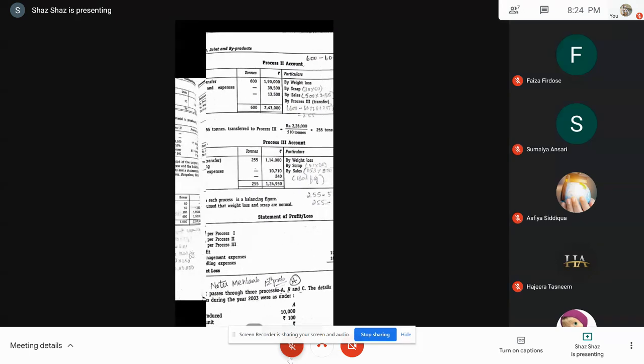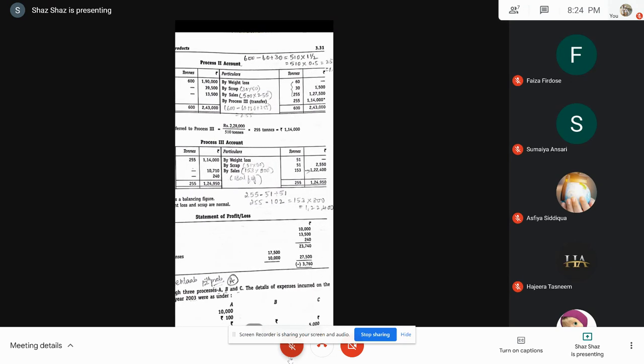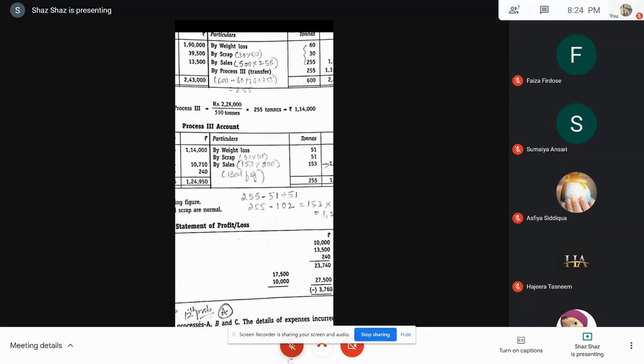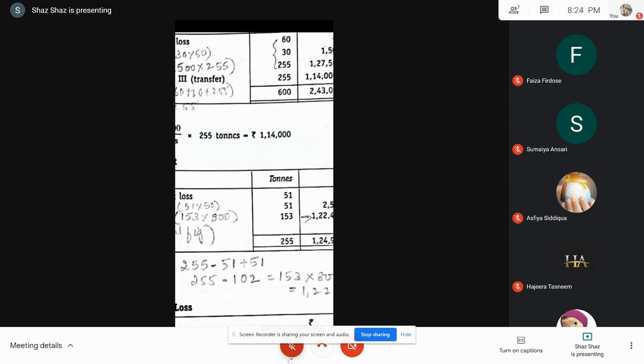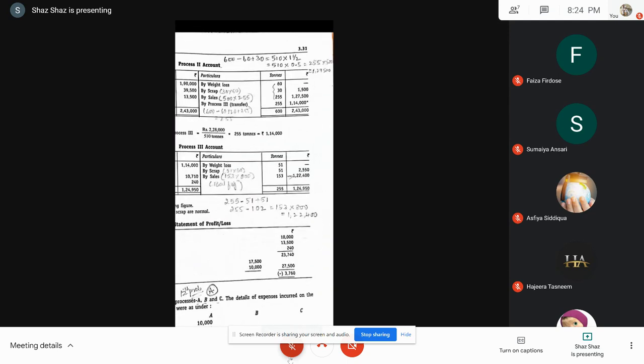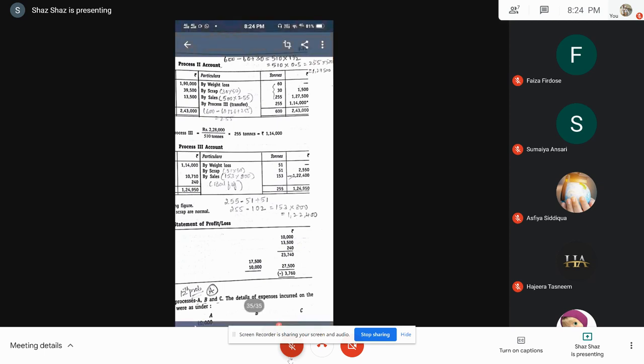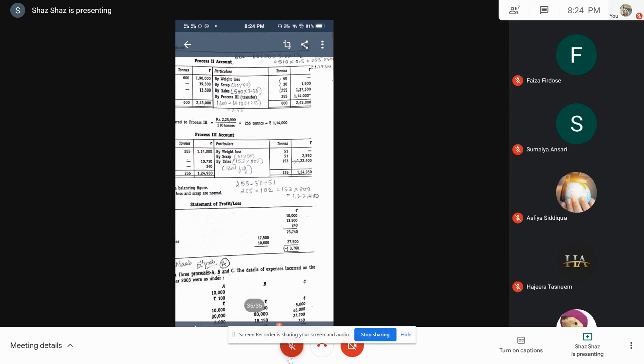What is your units produced? This 600 minus weight loss ka 60, scrap ka 30, 90. That is 510 only you will be getting. 510 into what is your output total units? 255. So divide and multiply with 255. You will get 1,14,000 is ka answer. Kiska? Output ka answer. So tumhe output ka tons bhi mil gaya, amount bhi mil gaya abhi. Abhi tumhe kya karna, remaining balance, sales kar do, isn't it? Now how will you take the remaining balance?